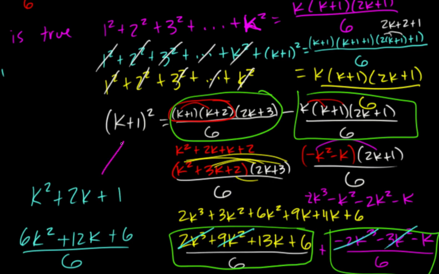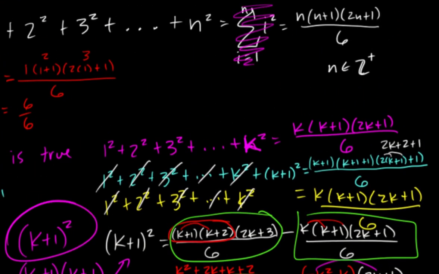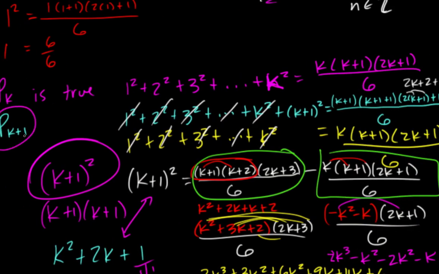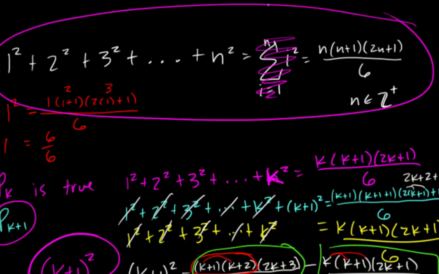Now, remember, we're trying to make it look like this. So if I just try to factor this, I'm going to get (k plus 1) times (k plus 1), which is (k plus 1) squared. And we just proved that P of k plus 1 is true. So if that's true, based on P of k being true, we've proven the entire initial statement to be true.